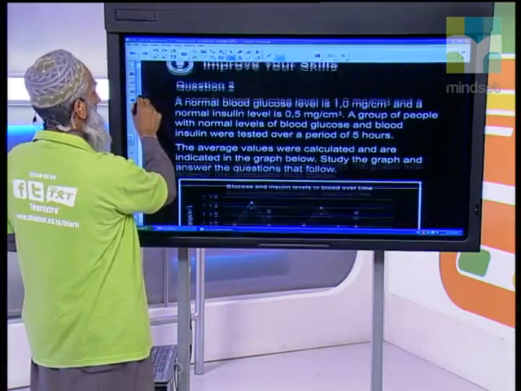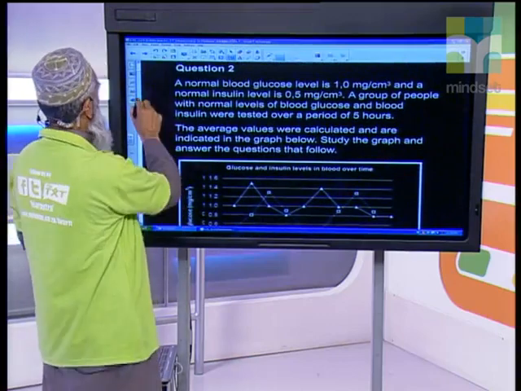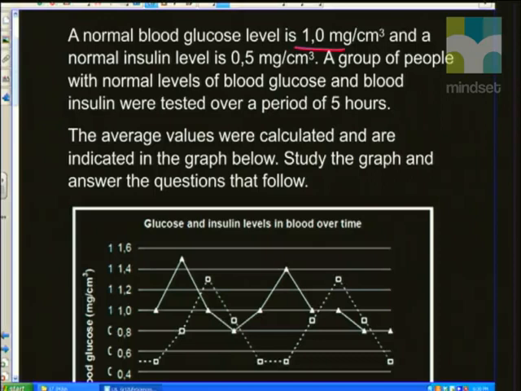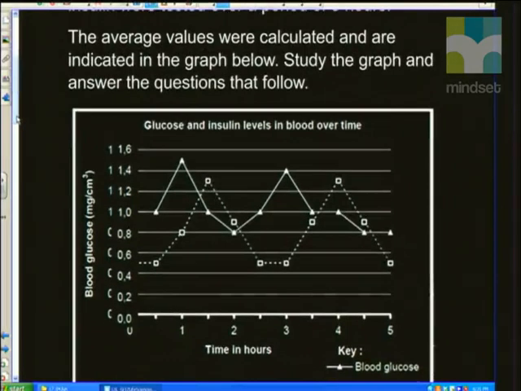Let's move on. This one here, you're going to have to read properly now. A normal blood glucose level is 1,0 milligrams per centimeter cubed. Normal insulin level is 0,5. A group of people with normal blood glucose and blood insulin were tested over a period of 5 hours. The average values were calculated and are indicated in the graph below.